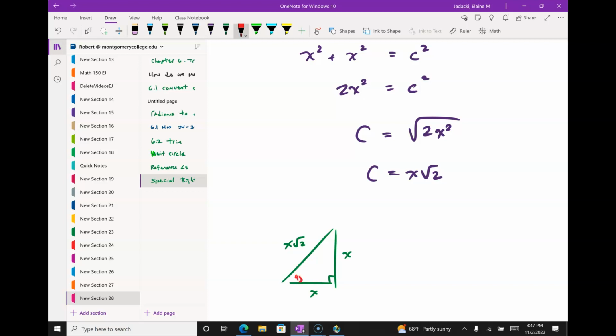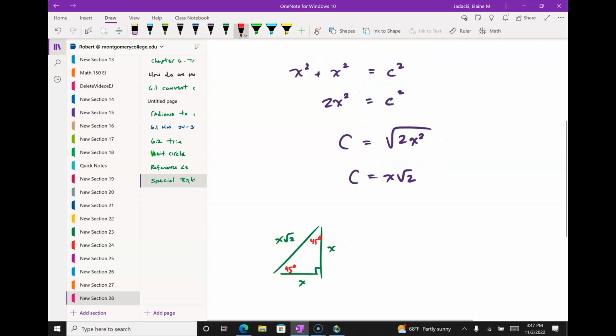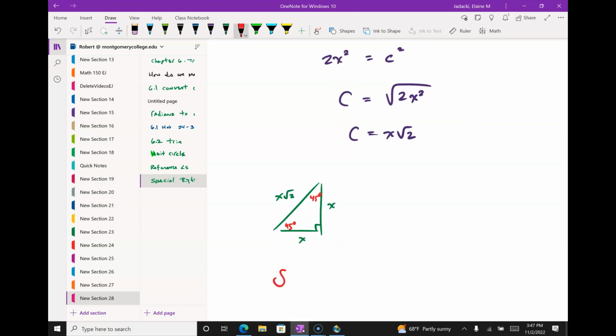Yeah, 45 degrees each. So the sine of 45 degrees, which is the same as the sine of pi over 4 radians, is equal to opposite over hypotenuse, which is x over x rad 2. Everybody with me here?